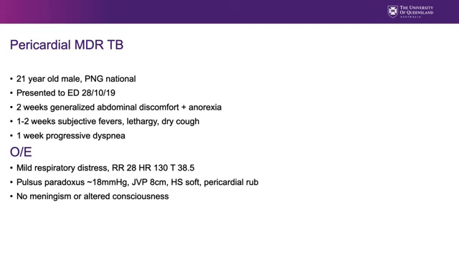So this is a case of pericardial MDR TB from late last year, managed at Sunshine Coast University Hospital. He's a 25-year-old fellow from Papua New Guinea. He's down here, I think he was working in maybe fruit picking, if I'm correct, on a work visa. He presented to the emergency department in October with 2 weeks of abdominal discomfort, anorexia, fevers, cough, and dyspnea. He's mildly distressed, and he had some signs of right ventricular strain.